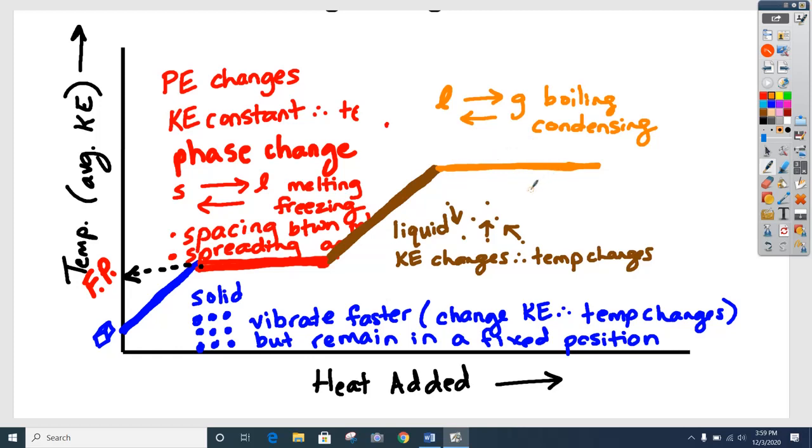Because we are undergoing a phase change, once again, the energy that you are adding is being used to change the spacing between the molecules. To change from a liquid to a gas, the molecules have to move faster, but they also have to spread apart from each other. So along this part, the heat energy that you're adding is being used to spread the molecules out from each other. And therefore, along this part of the graph, the potential energy changes. The spacing between molecules changes.